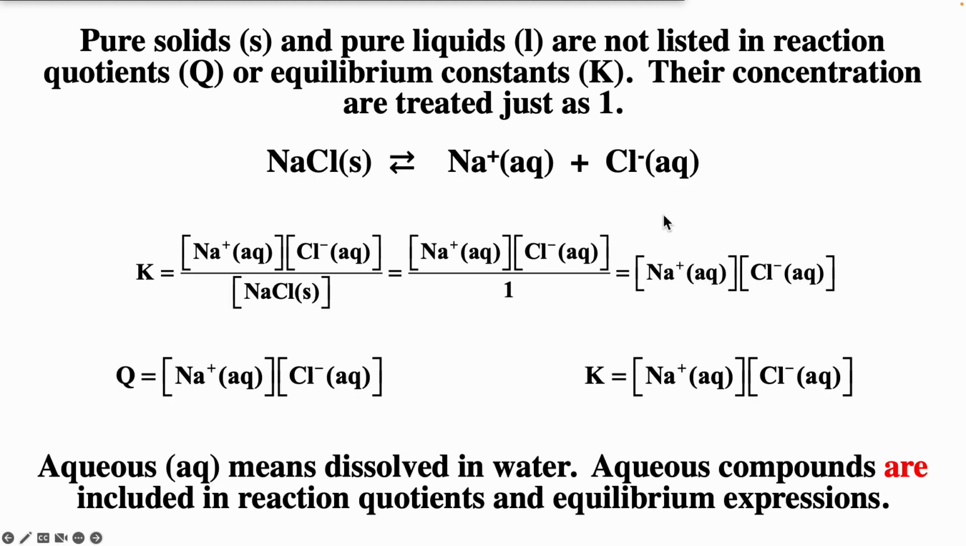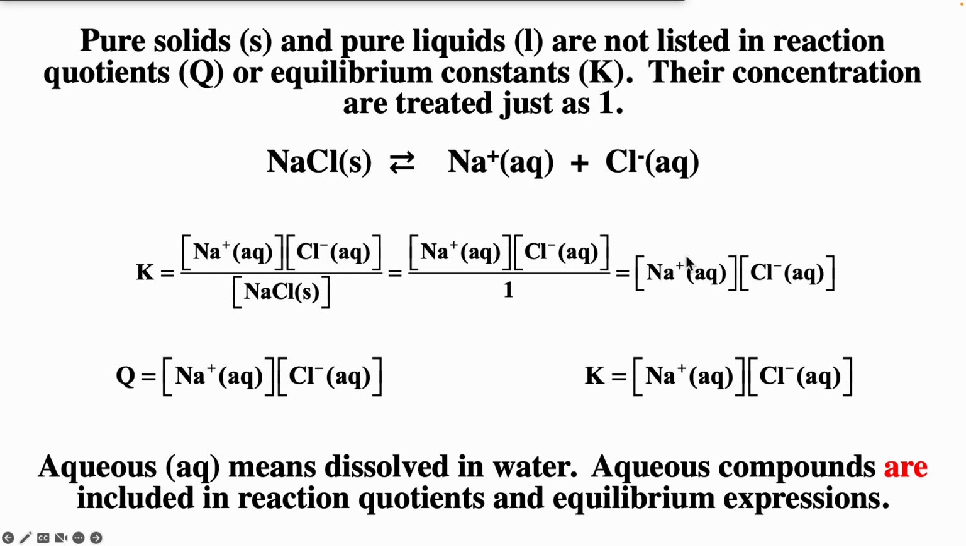We can look at another reaction. Here we have sodium chloride solid going to sodium ions aqueous plus chloride ions aqueous. Again, we could try products over reactants. Pure solids and pure liquids do not appear in properly written equilibrium expressions. Their concentration is just treated as 1. And so we end up with the equilibrium constant here equal to the concentration of sodium ions times the concentration of chloride ions.